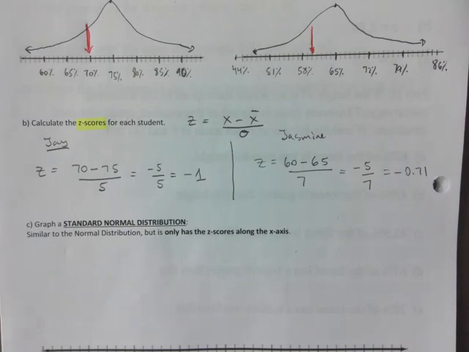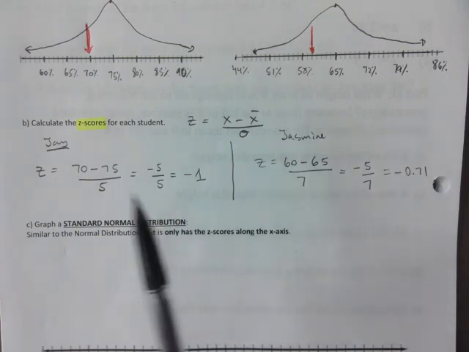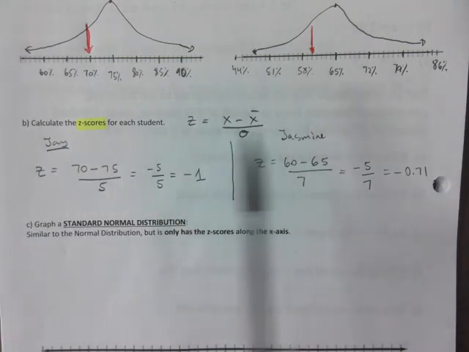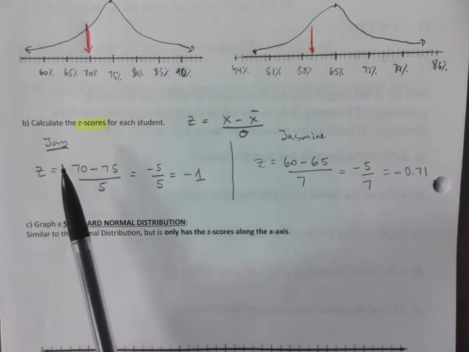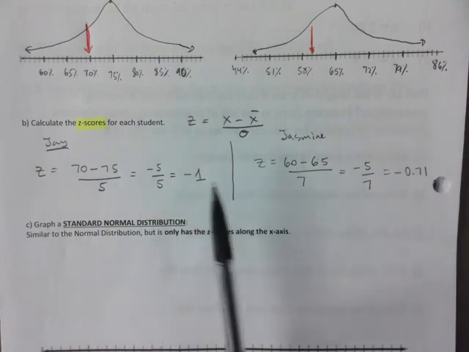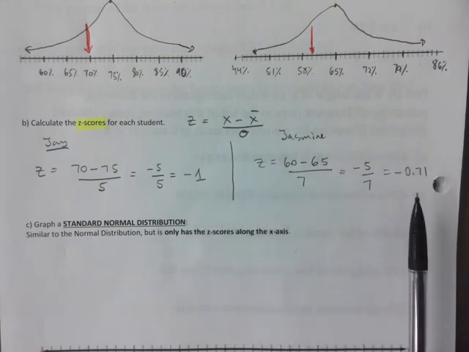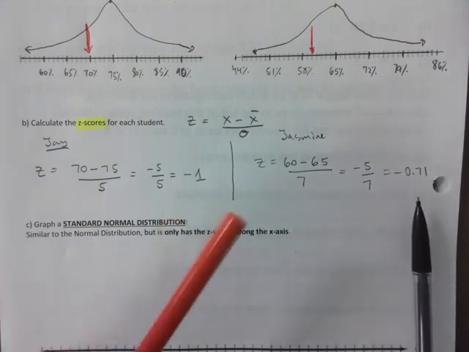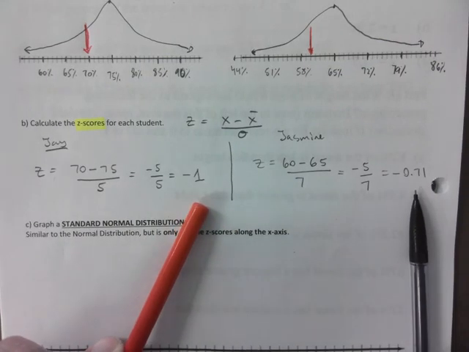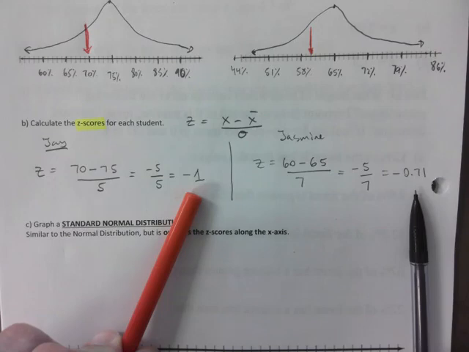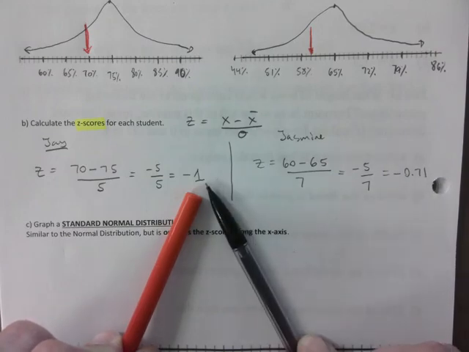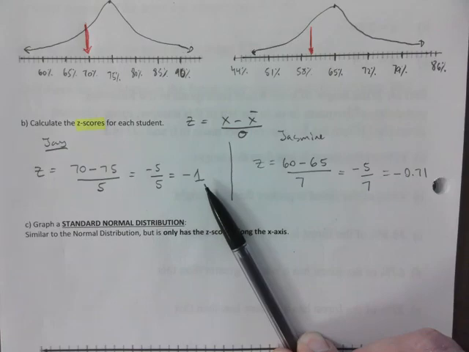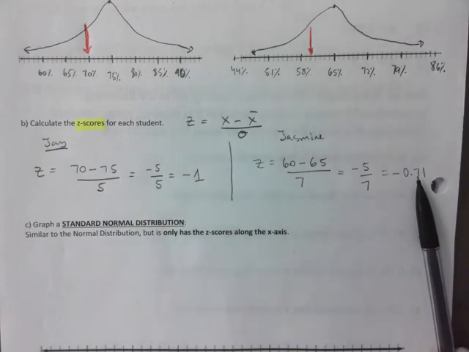So what happened here? Can we now tell which student did better overall? Which student did better if you look at the z-score? Would you say Jay or Jasmine? J is one full standard deviation below the mean, so further away from the mean, right? Jasmine is a little closer to the mean. So Jasmine can say, I did better than you overall.